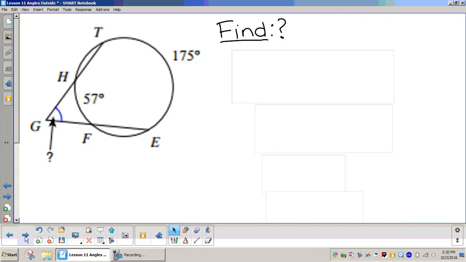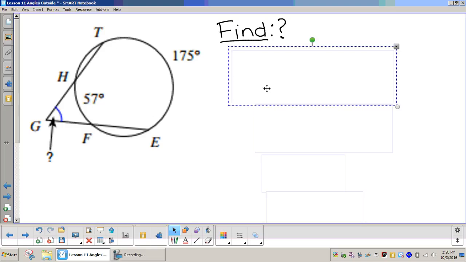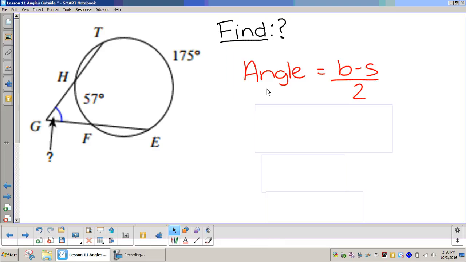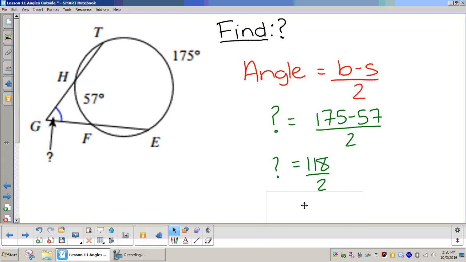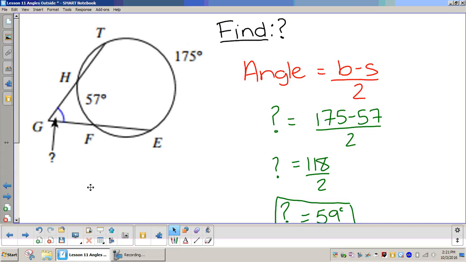So let's try one. Here I have the angle. I've labeled it question mark, so we're going to find out how big question mark is. I have a small arc of 57 and a big arc of 175. And that's two secant segments making this. They both go through the circle. So I start with my formula and I plug in what I know. And I simplify to eventually figure out that this angle formed outside of the circle is 59 degrees.